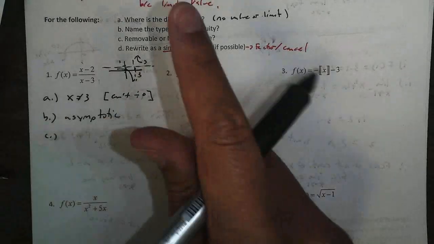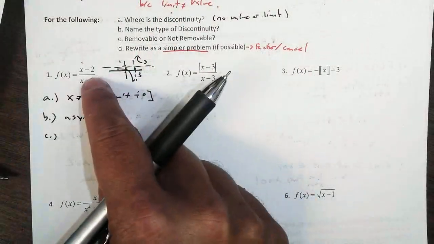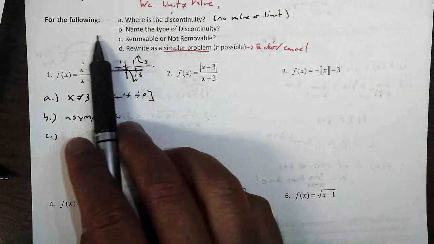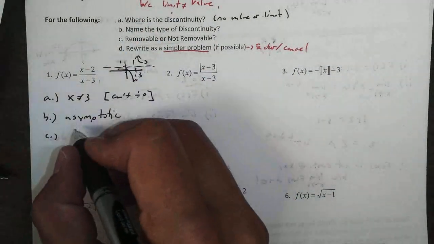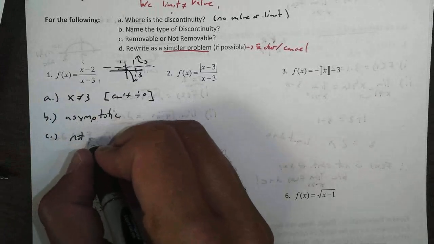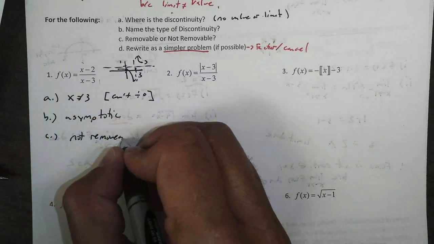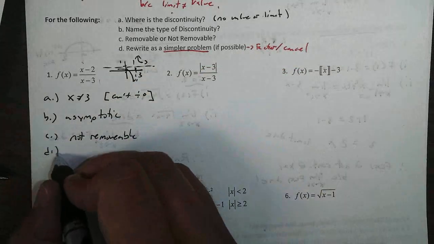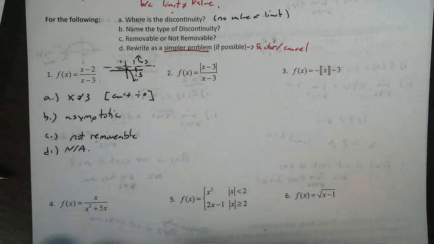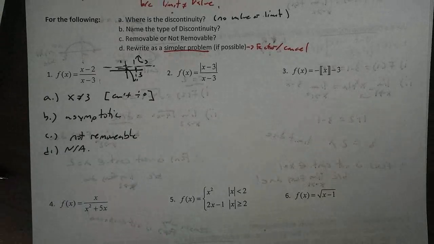And then the third one says, is it removable or not removable? Well, did anything cancel? Please don't cancel the x's. We don't do that. So the answer is no. This is not removable. Because it's not removable, I can't rewrite this. So for part D, we would say not applicable. There's no way I can write it as a simpler problem.